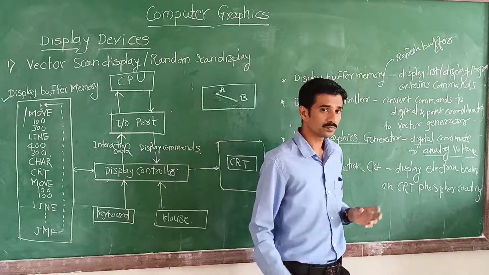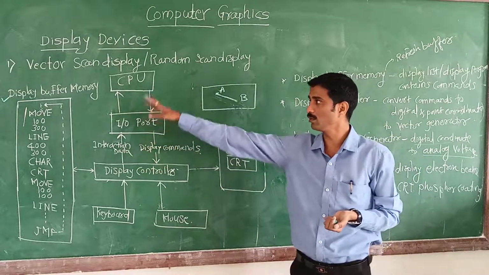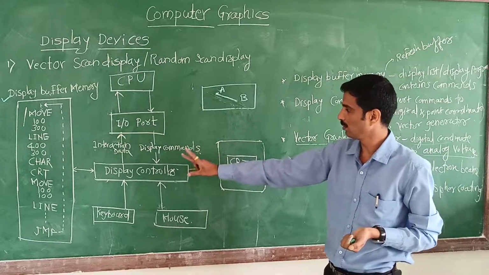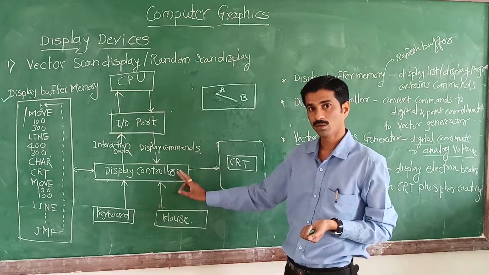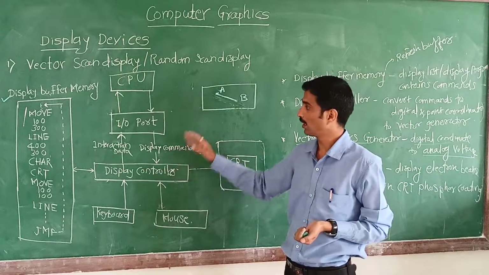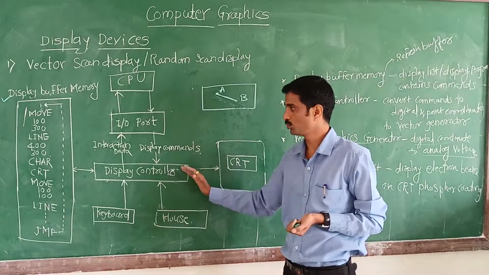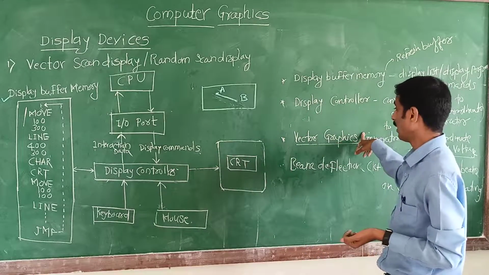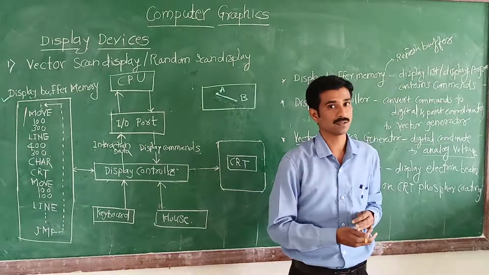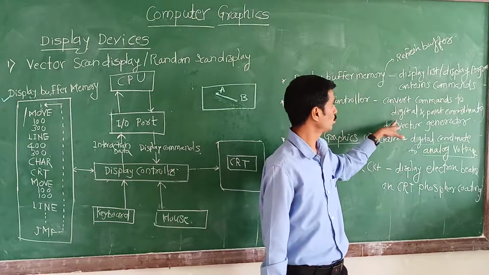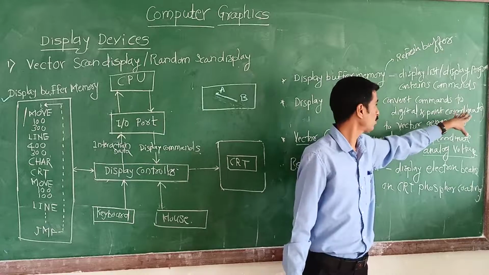Then whatever commands are in the display buffer memory are executed by the display controller, with the help of the CPU and I/O port. The display controller will convert those commands to digital point coordinates.